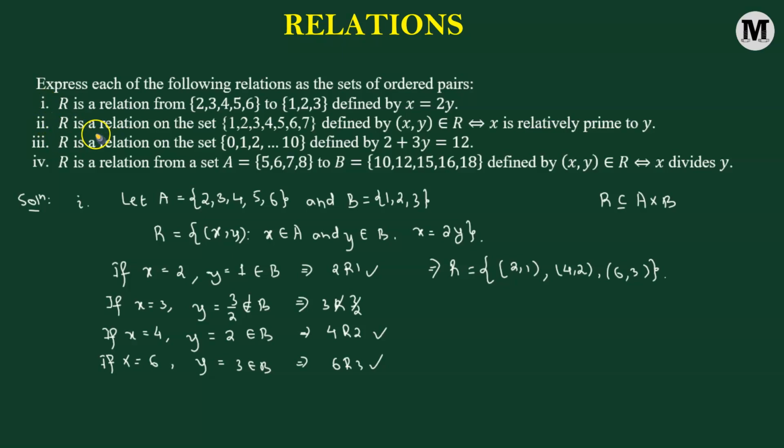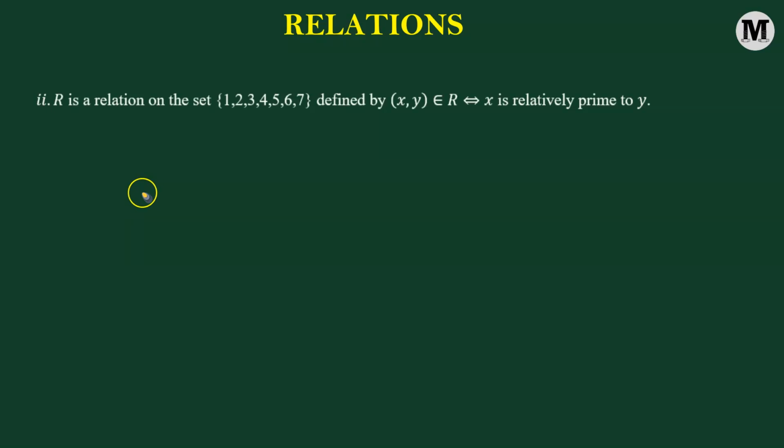Here in the second problem, R is a relation on a set A that contains 7 elements, and it's defined by this relation: the ordered pair (x, y) belongs to R if and only if x is relatively prime to y. Okay, let's try to find out R. It's given in the problem that the ordered pair (x, y) belongs to the relation R.